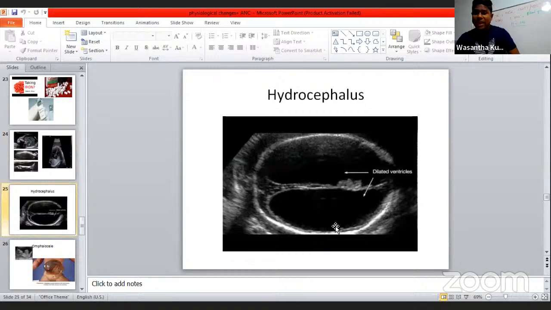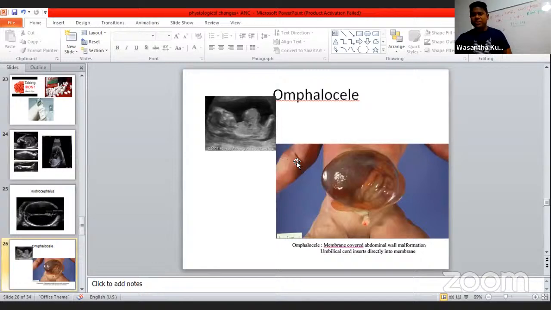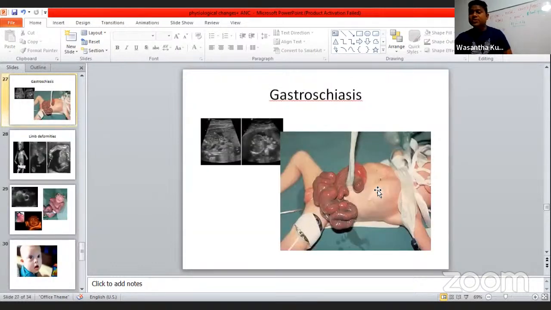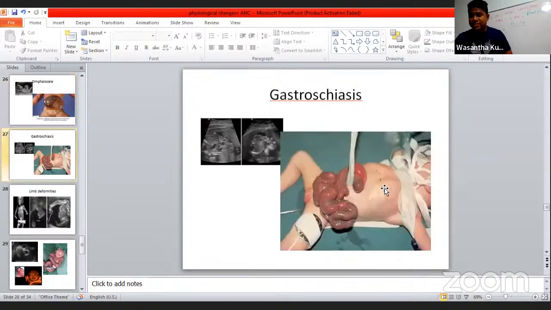If you see this picture, this is a cross-section of the brain. You can see hardly any brain matter, only water filled in the dilated ventricles. So this is hydrocephalus. Likewise, you can detect these abnormalities. You can see the omphalocele and you can see gastroschisis. What is the difference between omphalocele and gastroschisis? In gastroschisis, the bowel loops are not covered with a membrane. In omphalocele, they are. Which one has a better prognosis? Gastroschisis has a better prognosis.